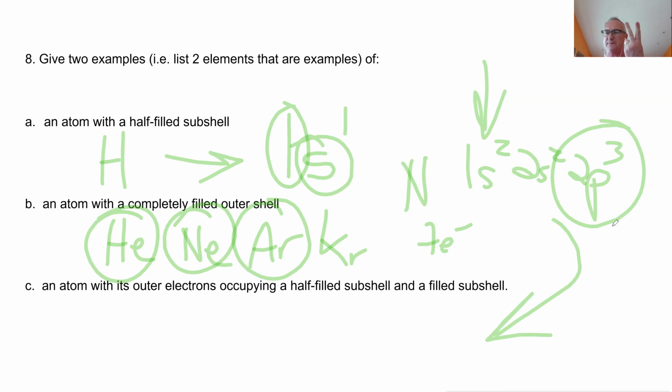So a half-filled subshell would be S, P, D, or F. If that's the case, how many electrons do you need to have a half-filled P subshell? 7? No, just in the subshell itself. So if P has room for 6 electrons, how many would you need for it to be half filled? 3. 3, right. Then what about D? 5. 5. And then F?